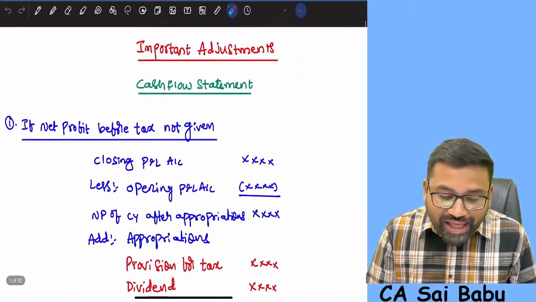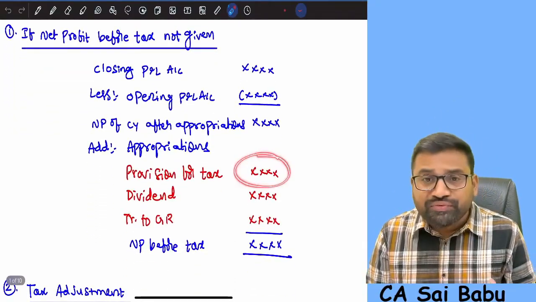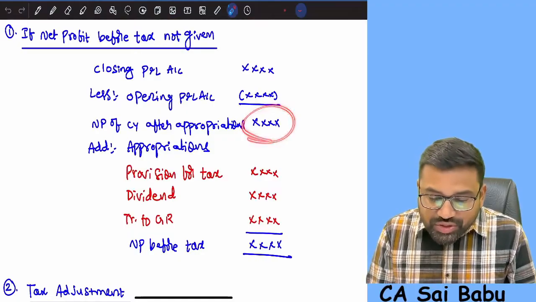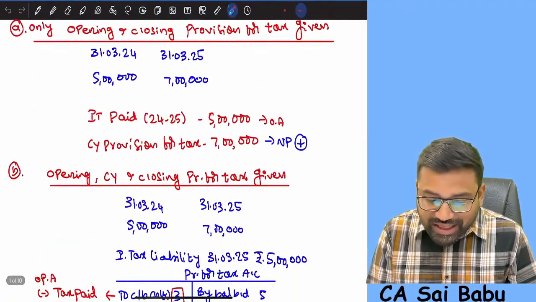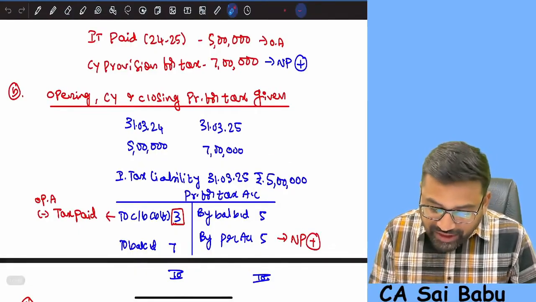So therefore when you are arriving at net profit before tax, if it is not given in the question, we need to add back provision for tax to this difference. So this provision for tax is nothing but this current year tax liability of 5 lakhs. Okay, this 5 lakhs.